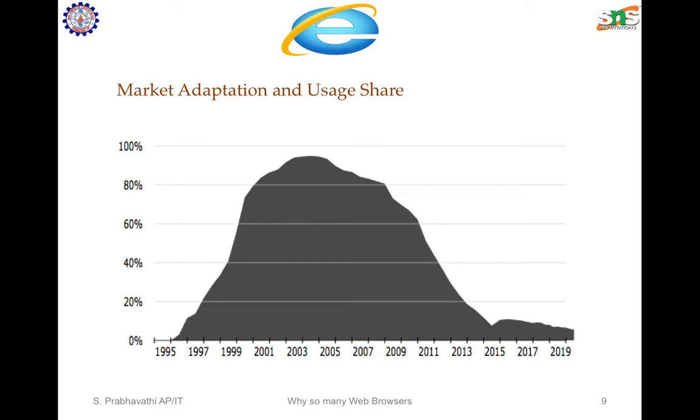So from this chart we could see Microsoft Internet Explorer peaked at more than 80% from 2000 to close to 2004-5. Okay, it was at its peak, and later it started to decline with the introduction of browsers like Firefox and Chrome.